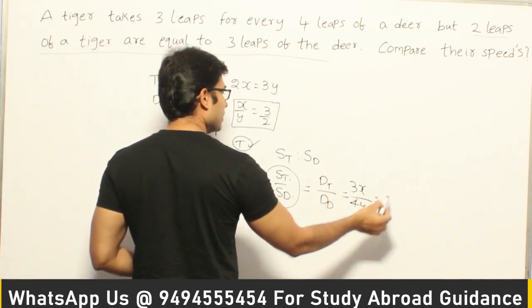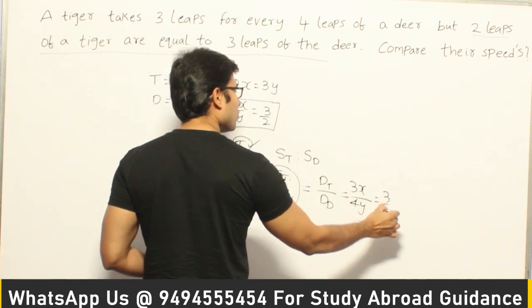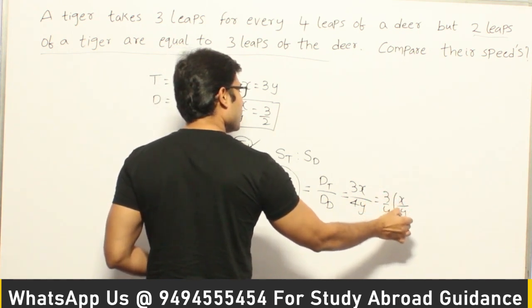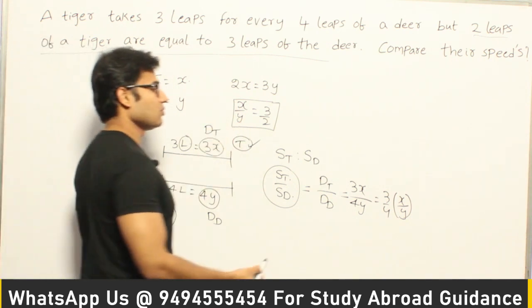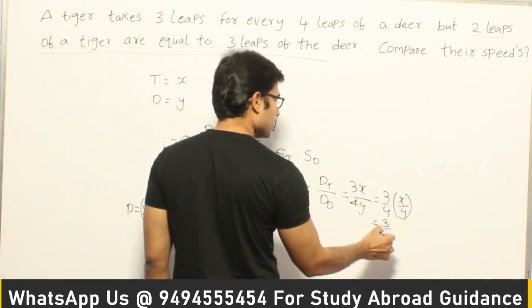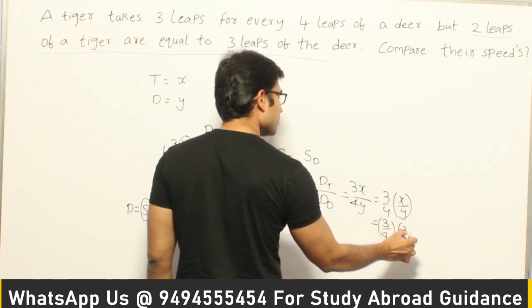3x by 4y, right? Now it is 3 by 4 into x by y. Now what is the value of x by y? We already found out the value of x by y is 3 by 2. So if you substitute it here, 3 by 4 into 3 by 2.